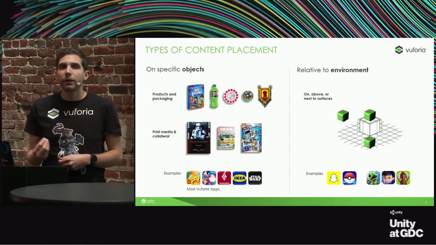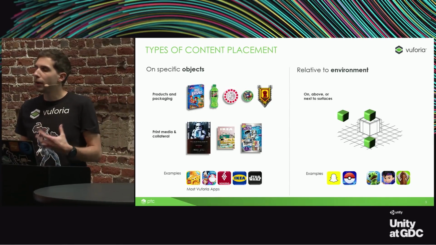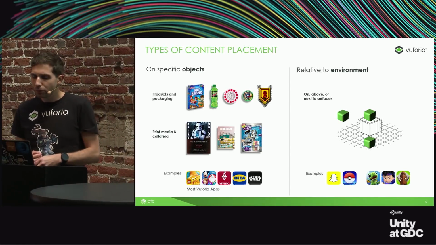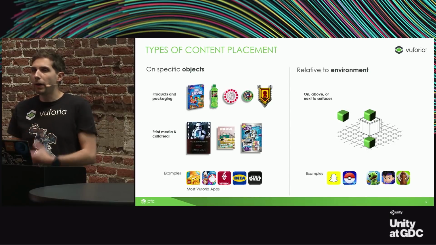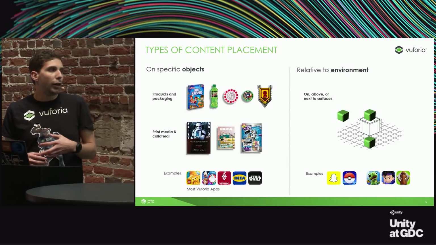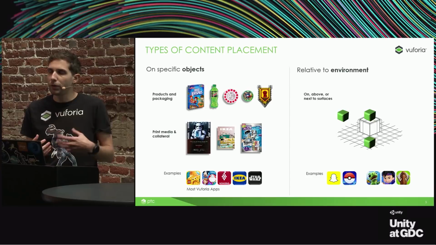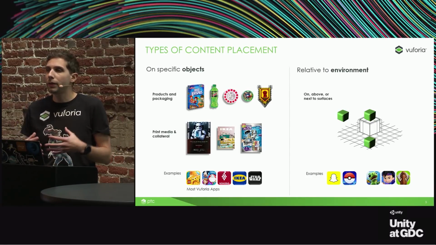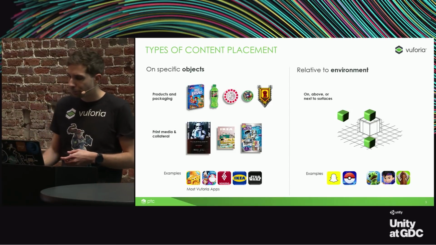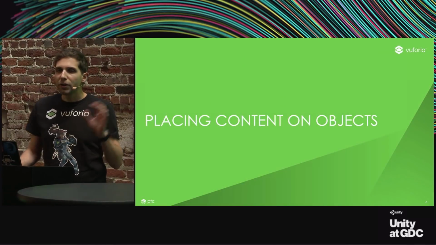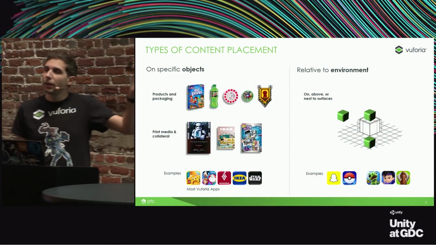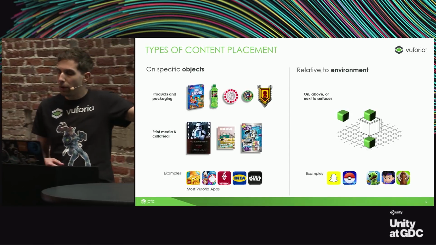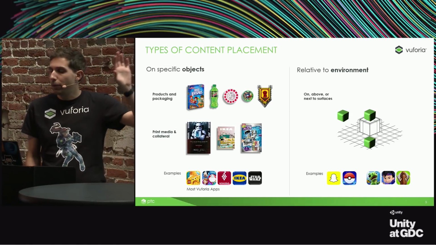Now, we also put content relative to the environment. So we can put content on the floor, on a table, in the middle of a room. And that's all of our environmental-based technology. A lot of what you see with Snapchat, a lot of what you see with things like Pokemon Go, use this sort of technology to put content into the environment. So first, we're going to go into a little bit of detail about the types of objects you can put content on. And afterwards, we'll talk a little bit about putting content onto the environment.